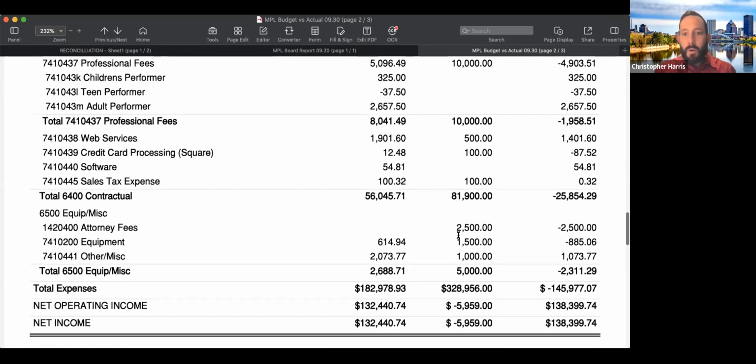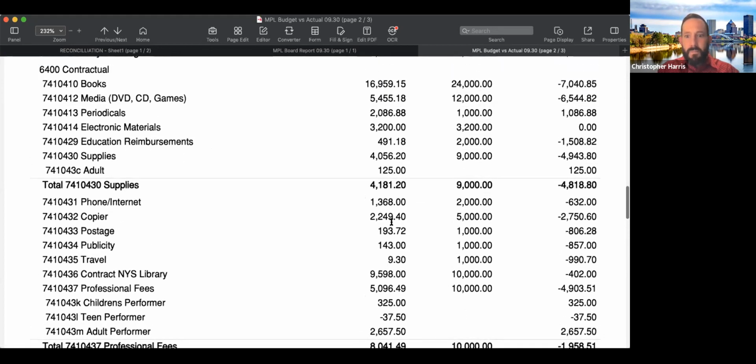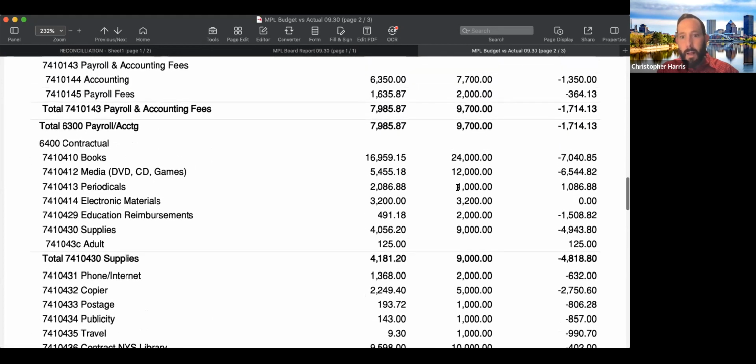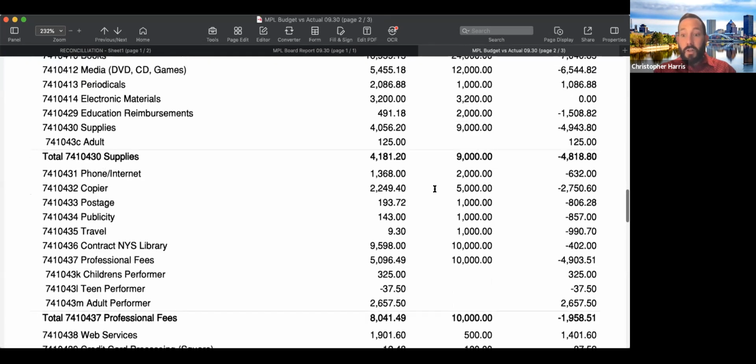The rest of contractual is under budget by about $25,000. The biggest pieces of that are things like copier and some supplies and media and books, because there were fewer needs in the current year. So we're definitely under budget there too.